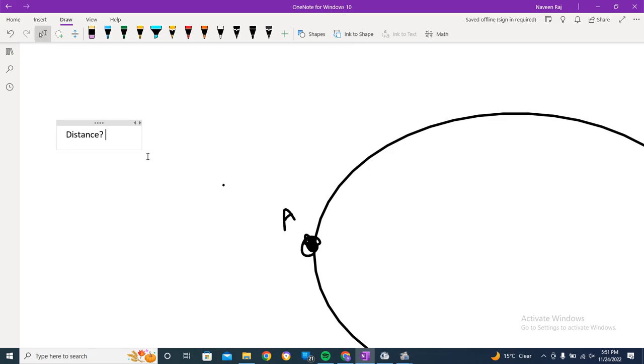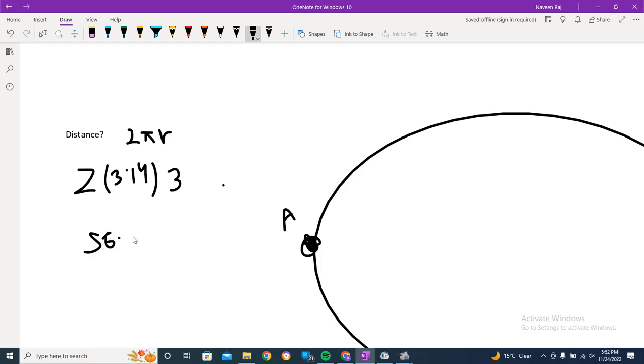Now for this we have got a simple, this is a very simple video, but you just get the concept of the displacement and the distance. For the distance we have a simple formula: the circumference of the circle would be equal to the distance in this case. And the formula is distance is equal to 2πr. Now for this, suppose 2 is the constant and the value of pi is 3.14, and the radius of the circle, just assume this is 3. Now the answer would be distance is equal to 56.52 cm.